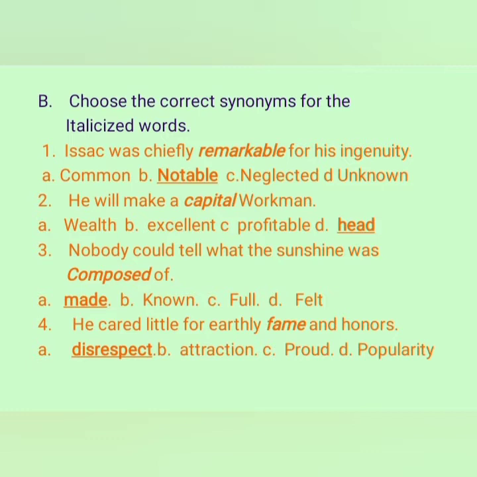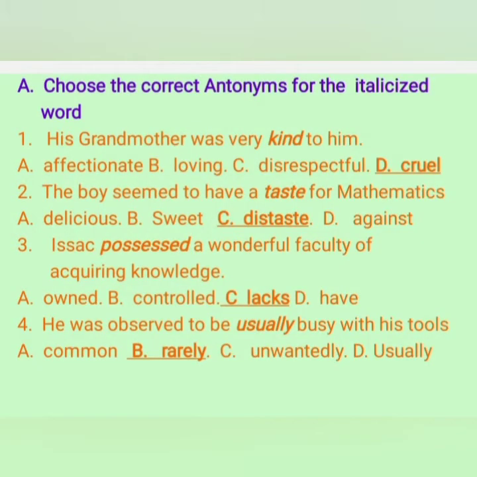Third one: nobody could tell what the sunshine was composed of. Option A is made, B known, C full, and D felt. The answer is A, made. Fourth one: he cared a little for earthly fame and honors. What are the options? A disrespect, B attraction, C proud, and D popularity. The answer is disrespect.